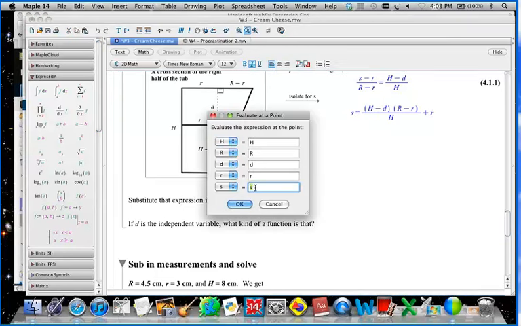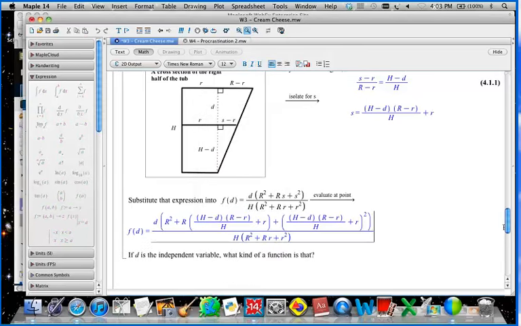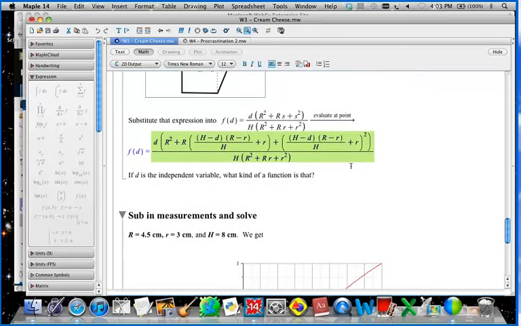So I'm going to paste what I copied. There it is. Click OK. And there it is, in its full, horrible-looking glory, there is F of D. Notice on the right side, there's nothing but D's, big R's, little r's, and H's. Little s is now gone. And we have never in our high school lives had students try to solve equations like that.